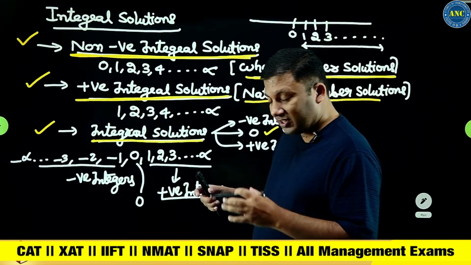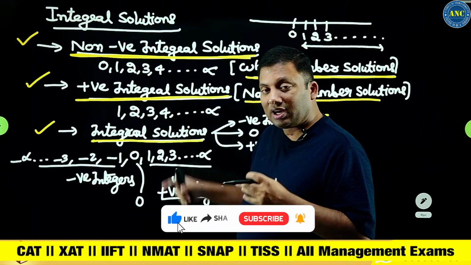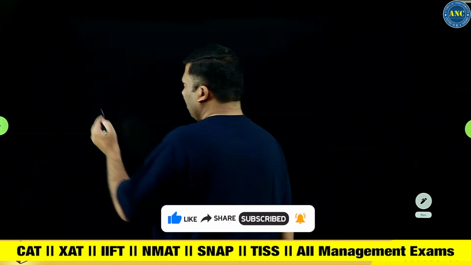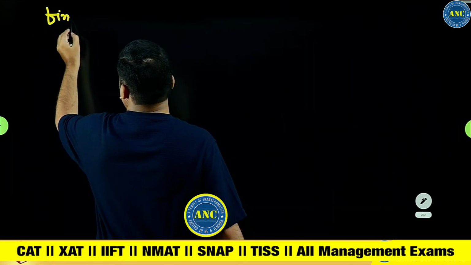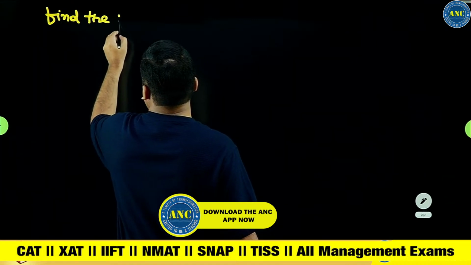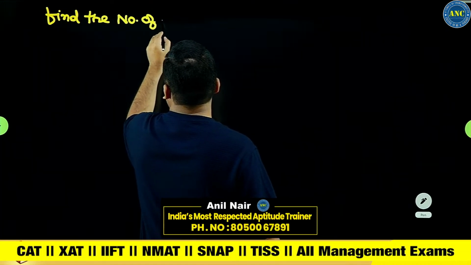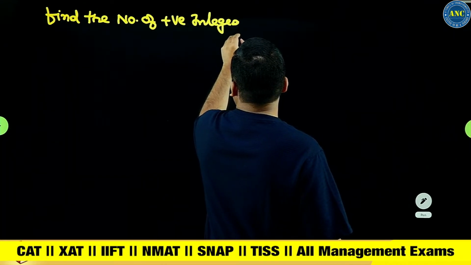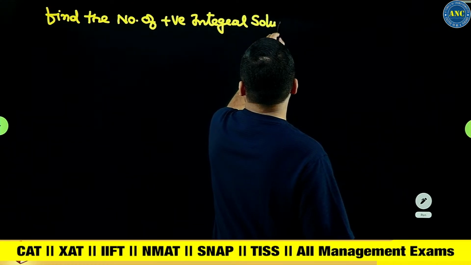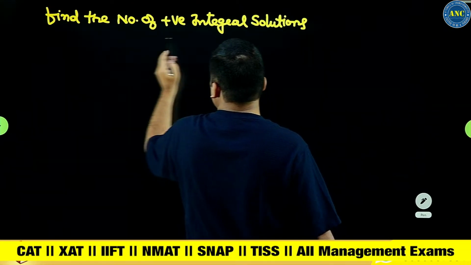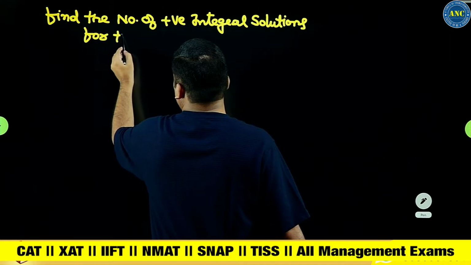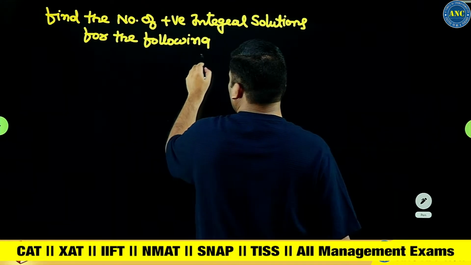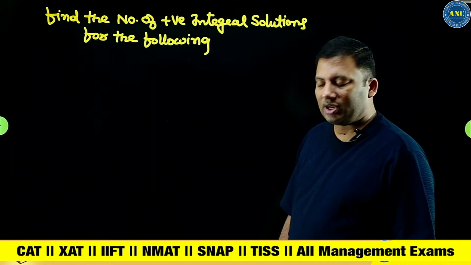What we will do is, first we will take a concept, then we will move to other concepts. Listen carefully. Find the number of positive integral solutions for the following. I will take 5 examples. Positive integral solutions are also called natural number solutions.